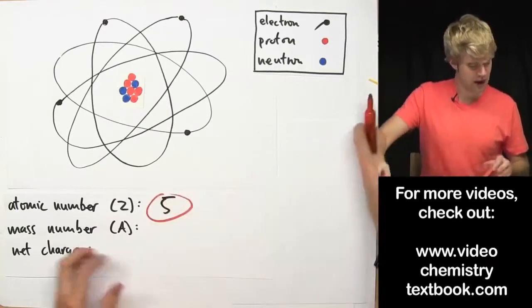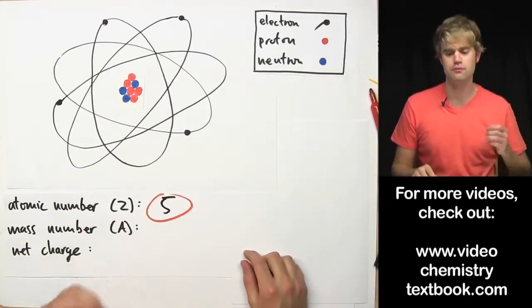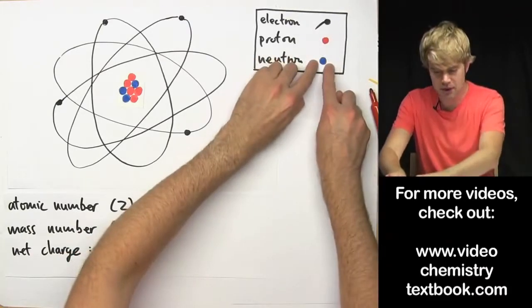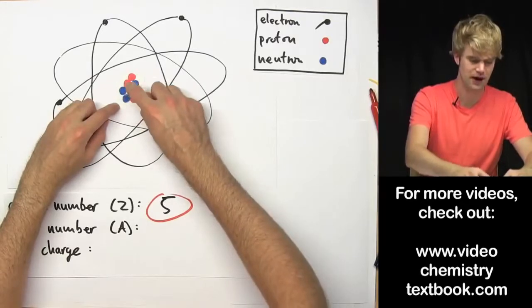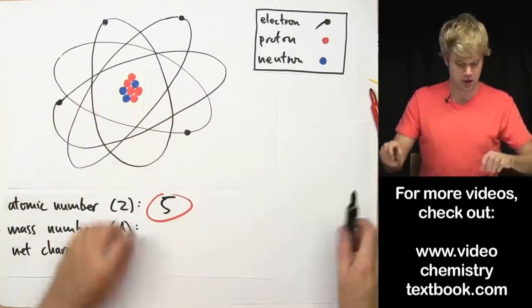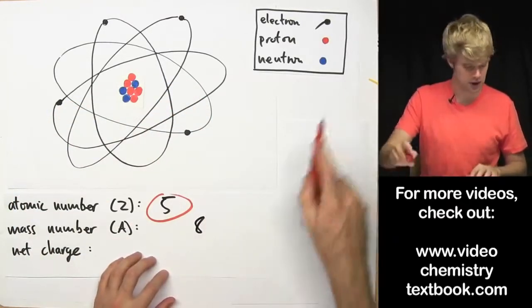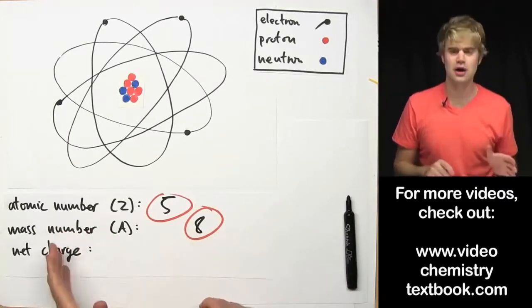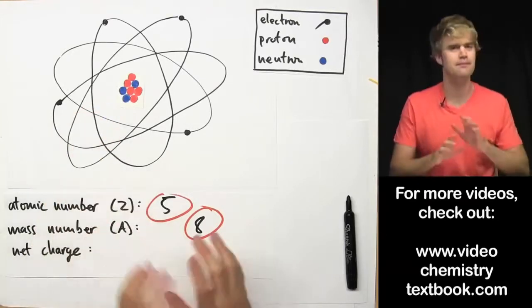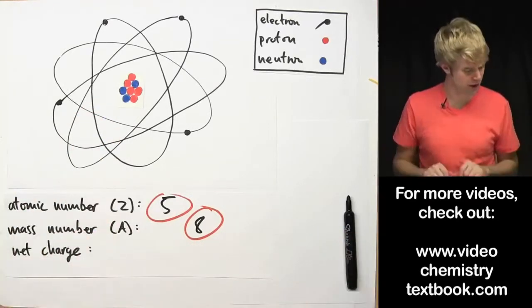That was easy enough. Mass number is the number of protons plus the number of neutrons, which are these things in blue. So the mass number is 1, 2, 3, 4, 5, 6, 7, 8 protons plus neutrons. So mass number is 8. Sometimes people think you have to have the same number of protons and neutrons in the nucleus of an atom. Definitely not true. They can differ quite a bit.